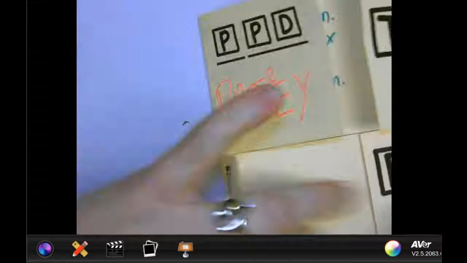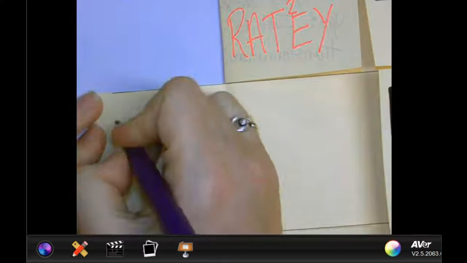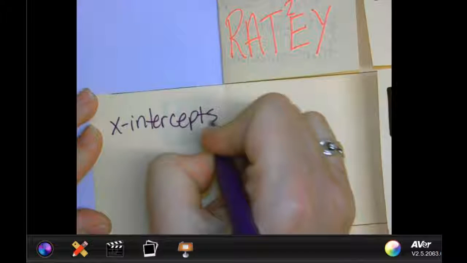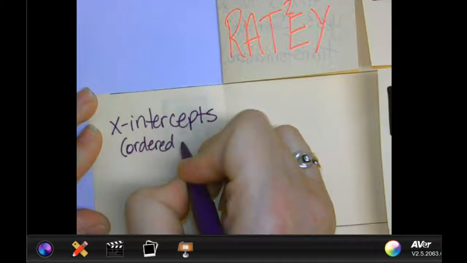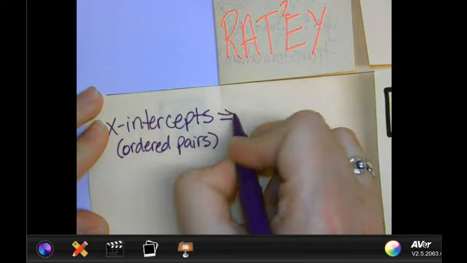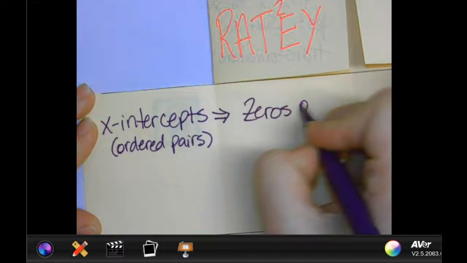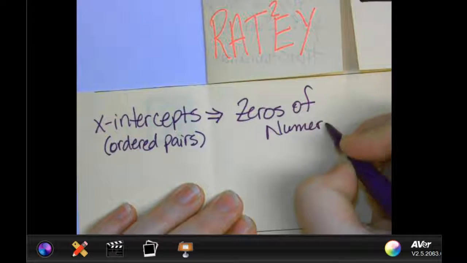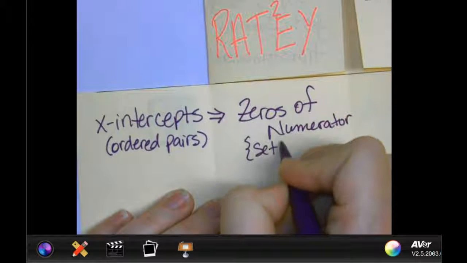All right, so then in here, you open that up for your roots. That means we are looking for the x-intercepts. If it is asked like that, your answer is ordered pairs. Right? And then another way to look at it is the zeros of the numerator. And when they're asked for zeros, then you get to put it in the set notation.